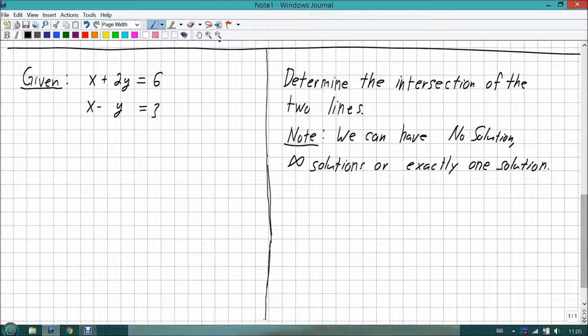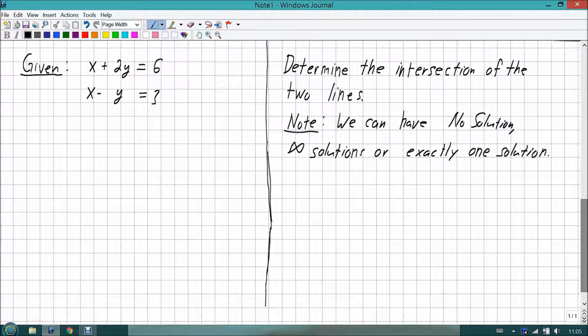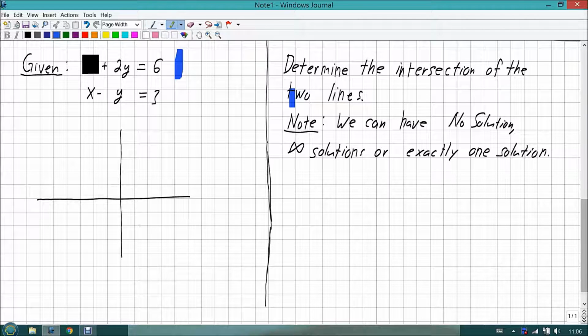All right, so the next step is after we're given these, and we know that we can have no solution, infinite solutions, or exactly one solution, we have to graph them. So next step, graph it. I'm going to use the old cover-up method. For the first one, I have 2y = 6, so y = 3. I'm going to make this one blue, and the other one red so that I can tell the difference. So I go up to 3 on the y-axis and make a dot.